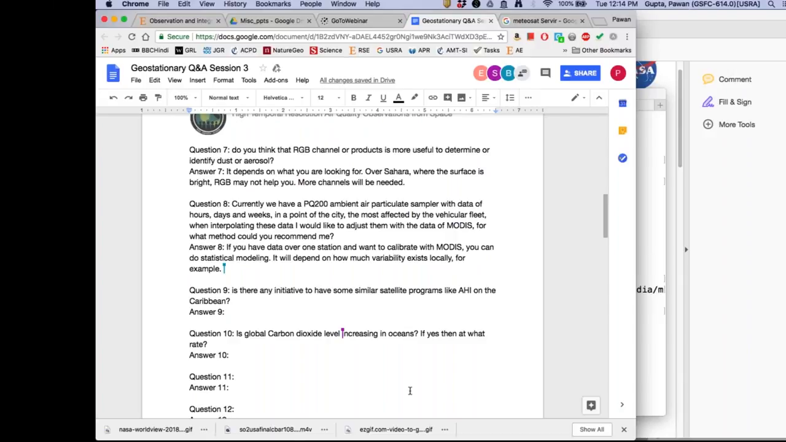you can do some statistical modeling if you're only interested at the local level. So your statistical modeling may provide good results at a local station, but it also depends on many other factors: how much variability there is within the city limits, what kind of topography you have, what kind of surfaces you have, and whether the city is vegetated enough. So there are a lot of factors which come into play. You will have to do some statistical modeling in order to understand the quality which you can get from the satellite.